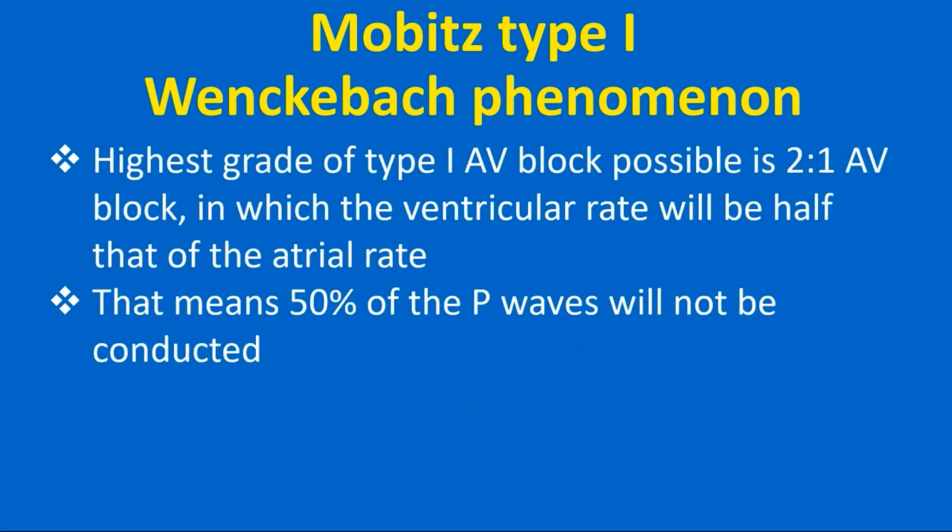Highest grade of type 1 AV block possible is 2:1 AV block, in which the ventricular rate will be half that of the atrial rate. That means 50% of the P waves will not be conducted.